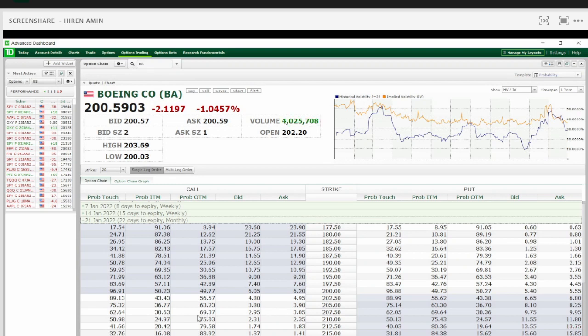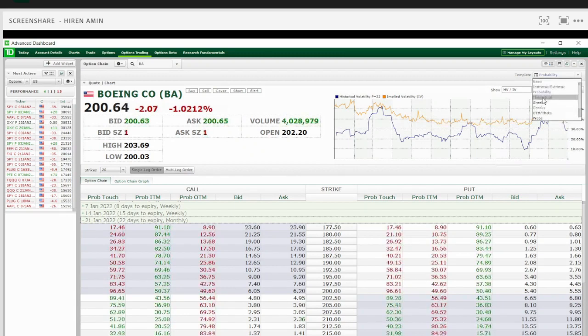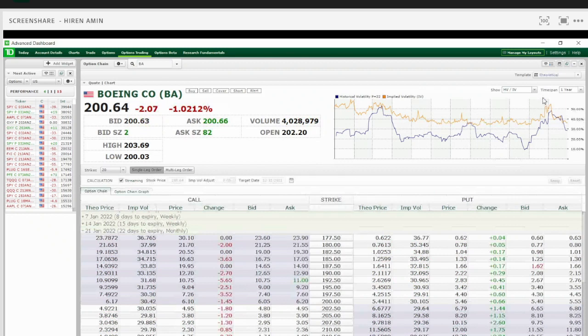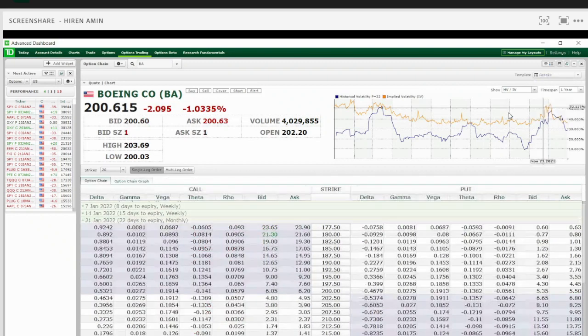Okay, so you can use these probability metrics to figure out where's the likelihood that a stock is either going to hit that price or not, or stay out of that price. Okay, so that's probability. And to answer Bill's question, where is delta? That's going to be under Greeks. Okay, so there's another view called Greeks over here, and you can click on that.